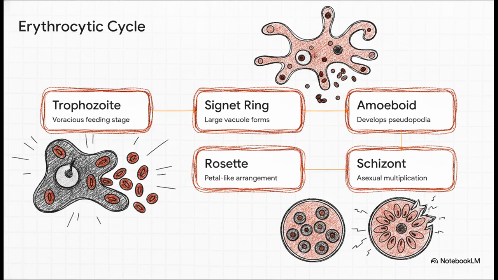First, it becomes a trophozoite, which is this voracious feeding stage. Then a large vacuole forms, basically pushing the nucleus all the way to the edge, and that creates the classic signet ring appearance. Next up, it develops pseudopodia, turning into the amoeboid stage where it feeds really heavily on the host's hemoglobin. Asexual multiplication then turns it into a multinucleated schizont, and finally the merozoites arrange themselves like little petals on a flower in the rosette stage, right before the red blood cell violently bursts open.